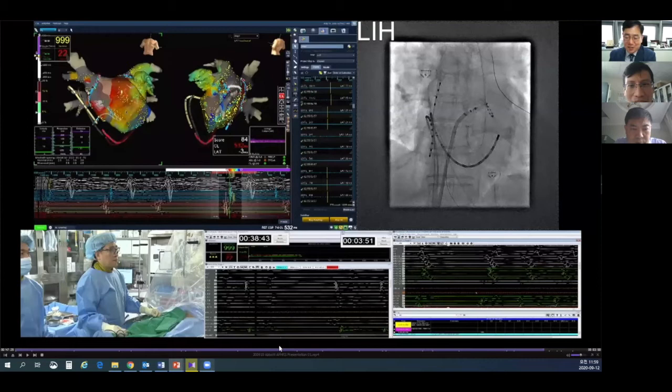Okay. Professor Lee. Can you give us some comments about the high power and the short duration of ablation?